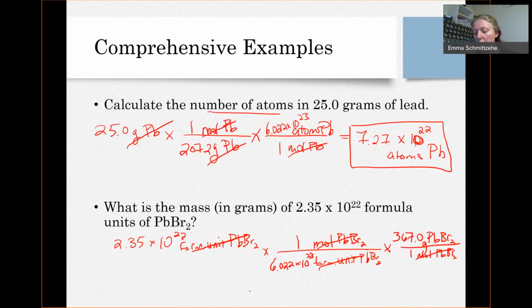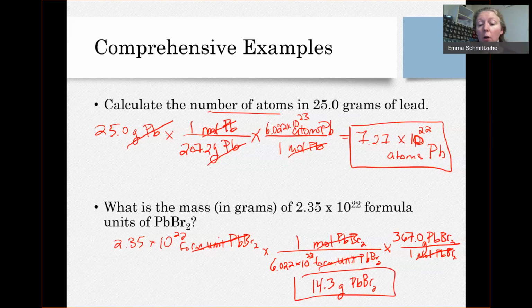Okay, so I'm going to erase this molar mass calculation because I need room to write my answer. So 2.35 times 10 to the 22nd, I'm going to divide by 6.022 times 10 to the 23rd, and then times 367.0. And our ending value should have 3 sig figs because of the given information. So that comes out to 14.3 grams of PbBr2 as our answer.